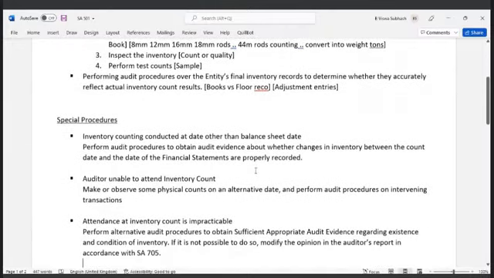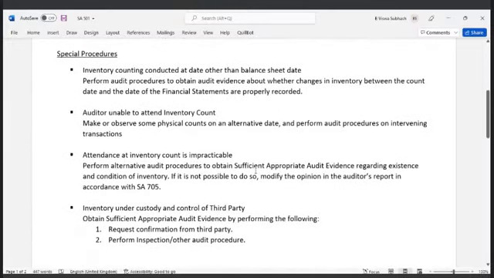On top of this, they are suggesting some special procedures. What are they? First one, inventory counting conducted at a date other than the balance sheet date. That means if it is not 31st March, so other than 31st March, it basically becomes a date other than the balance sheet date.